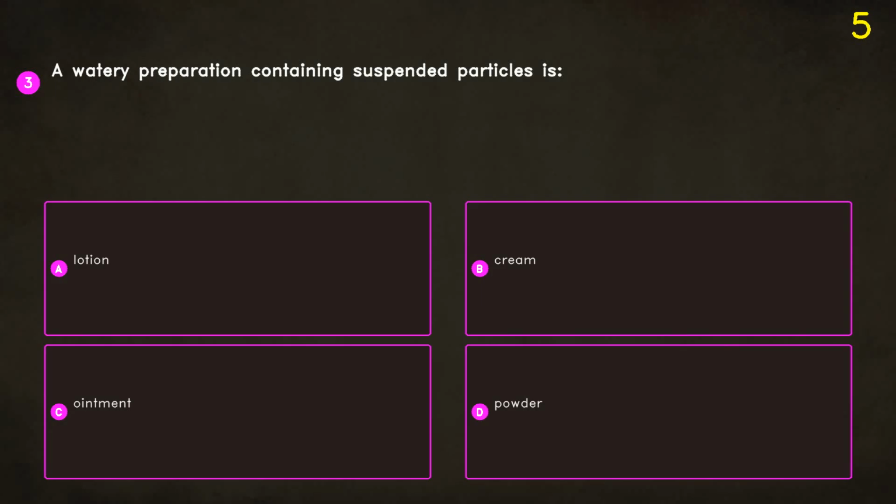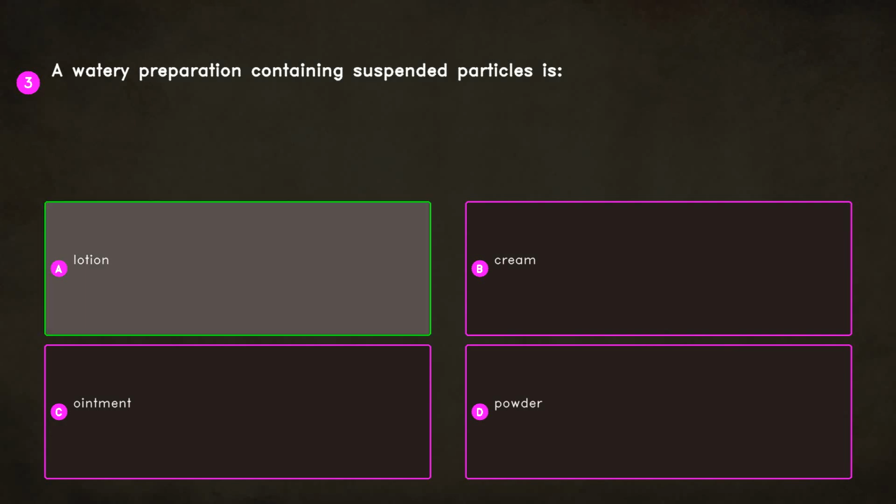Question 3. A watery preparation containing suspended particles is A. Lotion. B. Cream. C. Ointment. D. Powder. The correct answer is lotion.